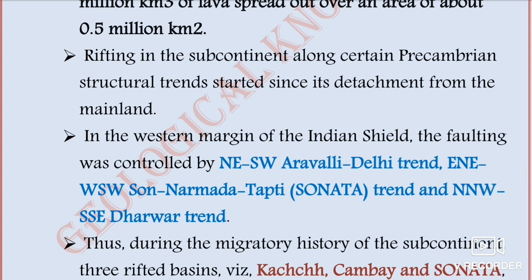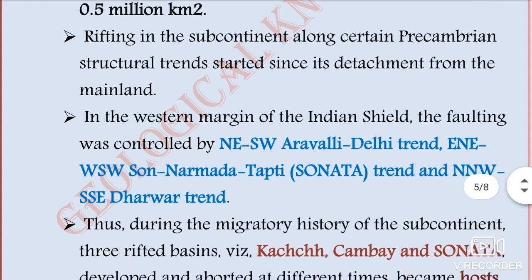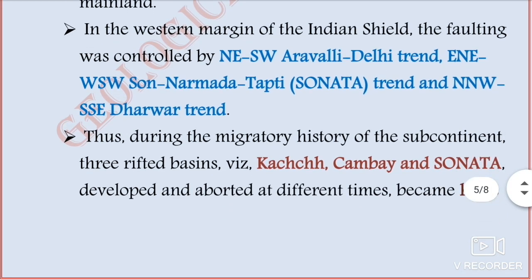So the western margin of the Indian Shield, the faulting was controlled by the Aravalli-Delhi trend, the Son-Narmada-Tapti lineament, and the Dharwar trend. Okay, so these were the deciding or controlling factors. Thus, during the migratory history of the subcontinent, three rifted basins formed.